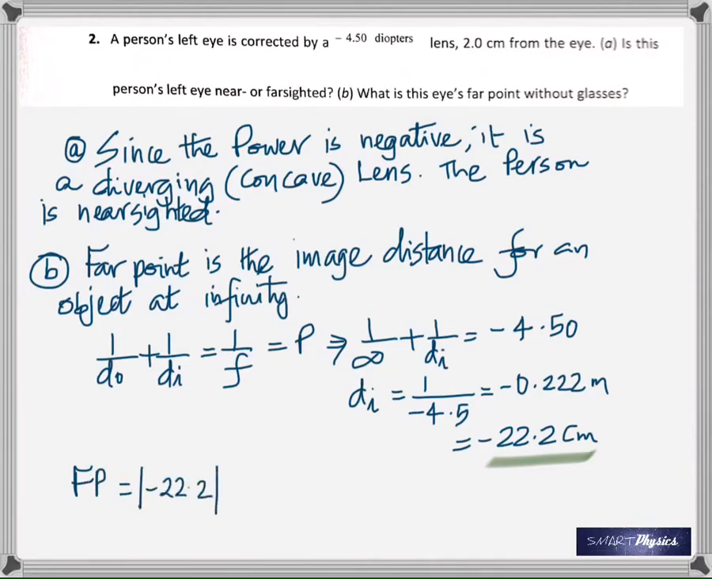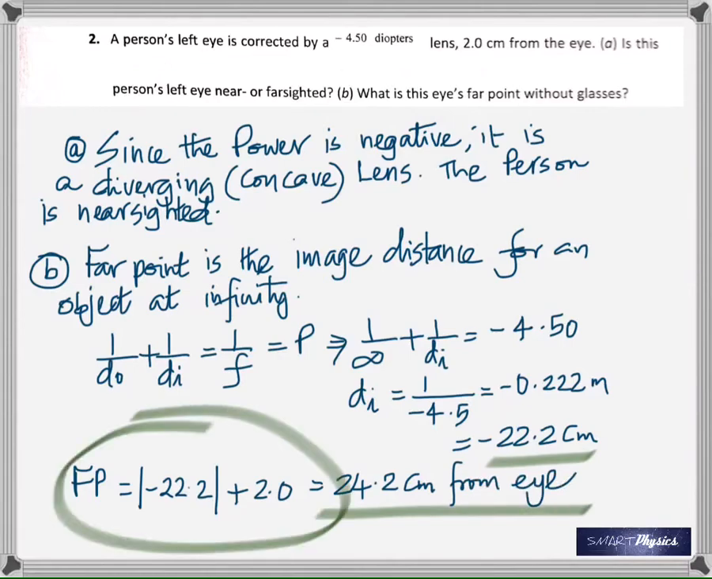And because the distance of the lens is 2 centimeters, we're going to say the far point should be 24.2 centimeters from the eye, which is 22.2 plus 2. And you're taking the absolute value when you add, okay? Otherwise, you get the wrong answer.